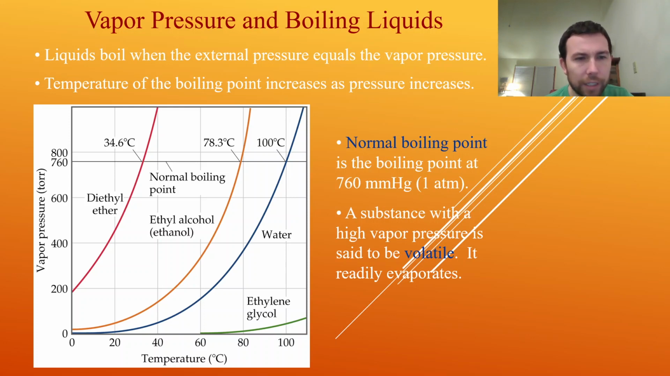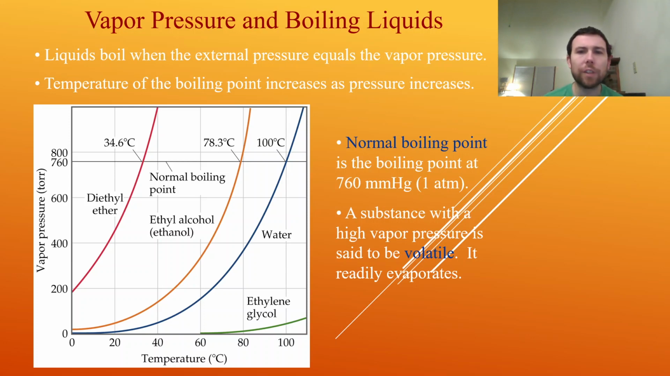As we move to 20 degrees Celsius, we see that water has a vapor pressure of maybe 5. Ethyl alcohol is maybe at 10 to 20. And then diethyl ether is at maybe 450. And you just see that.